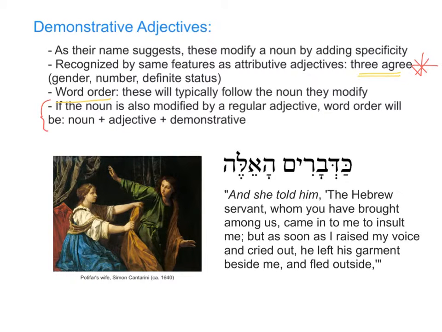But as soon as I raised my voice and cried out, he left his garment beside me and fled outside." Now, the translation that we have here, "and she told him," is actually this form here. There's no verbal form, as our English translation suggests, but it's actually a demonstrative adjective. Kadvarim ha'ela. Now let's just chop this up a bit and we can see what's happening.